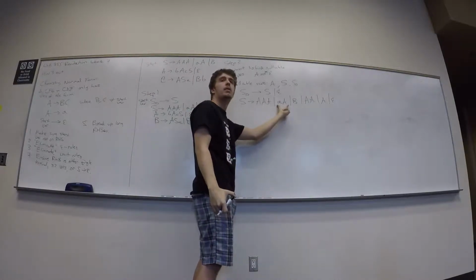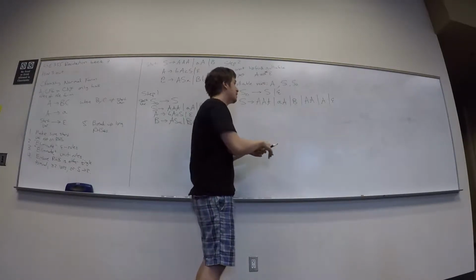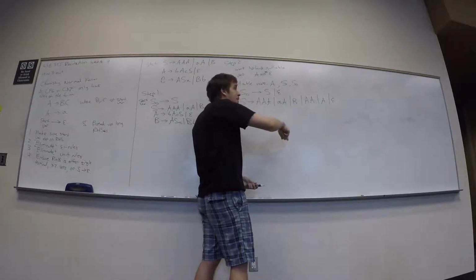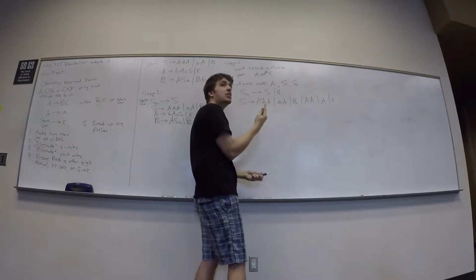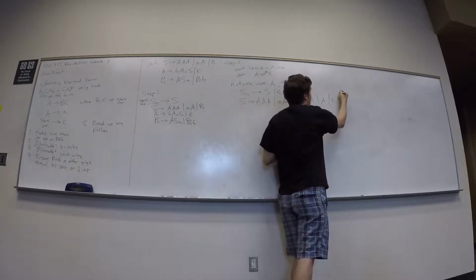What about this one? Just a single character A, right? Because either this A stays or drops out. If it drops out, then I only have a single terminal A, and terminals don't drop out. So I would have a single A here.